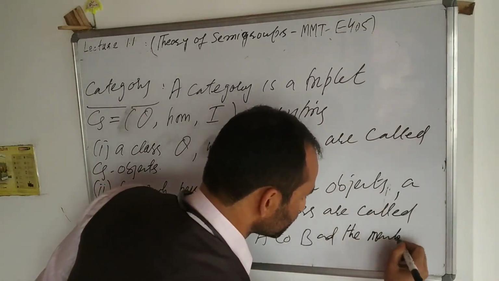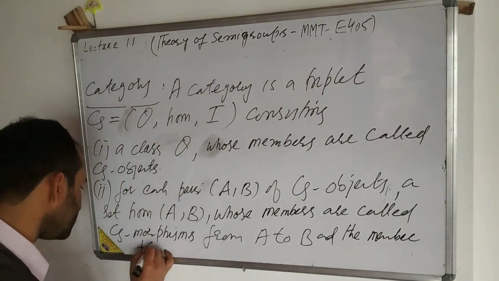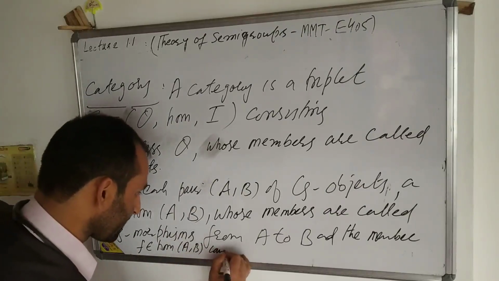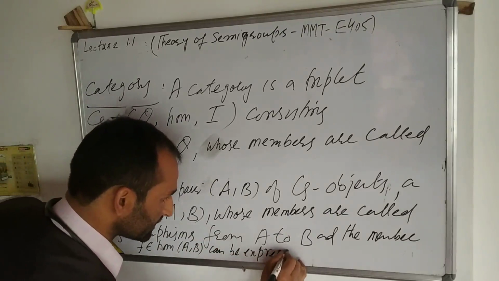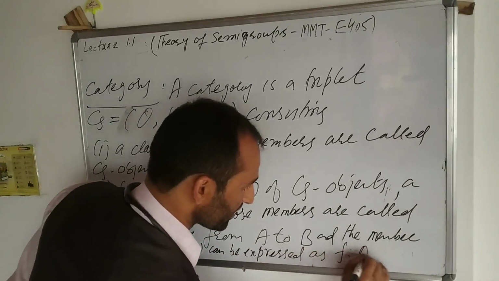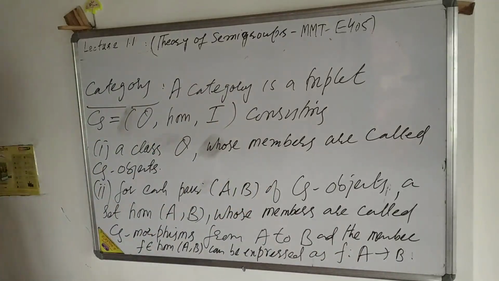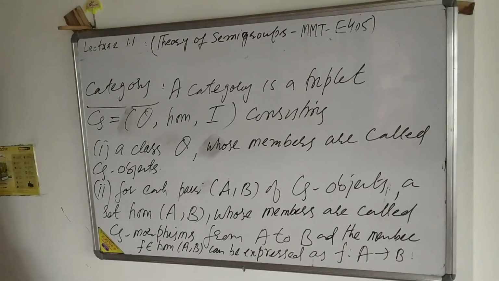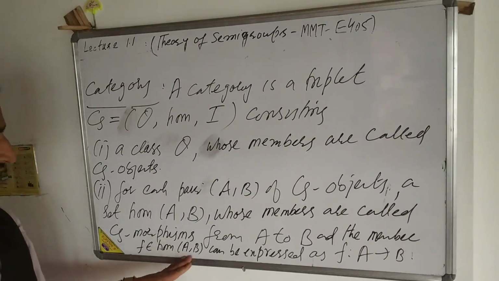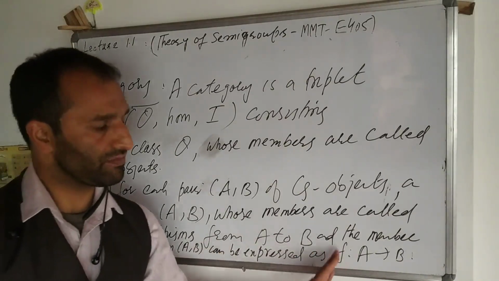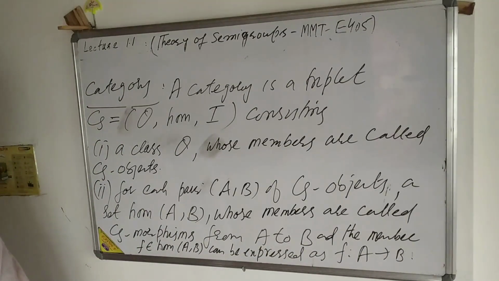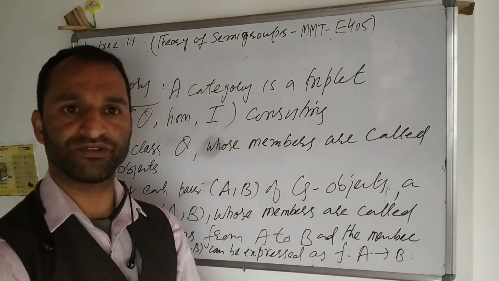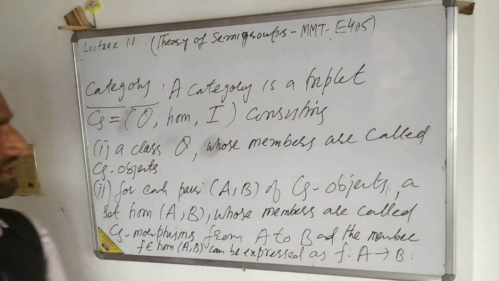A member F belonging to hom of A comma B can be written as F from A to B. We use the same notation as for the function F, but in general it's not a function. So whenever F belongs to hom of A comma B, we write F from A to B, or we can say F is an arrow from A to B. In the previous example it was a function from A to B, but in general we say it's an arrow from A to B in the category.